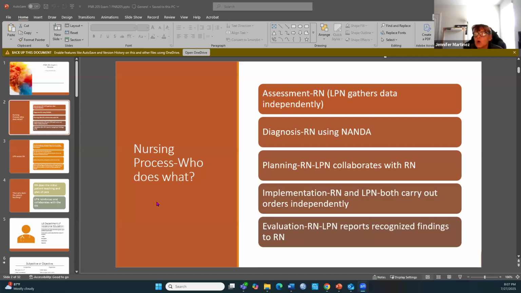So basically, an RN can do all 5 parts of the nursing process independently, right? They can do the whole ADPIE. The 2 parts that the LPNs can do independently are gathering data and implementation.